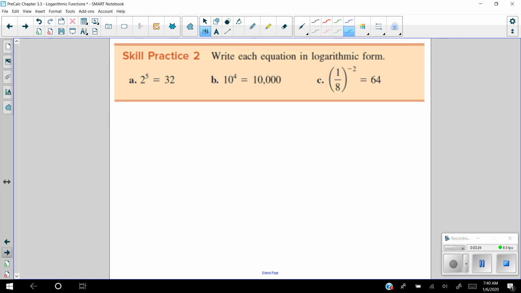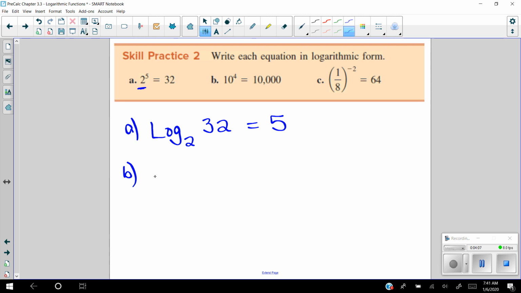Now, skill practice 2, this is going the other way. You take the exponential and write it in logarithmic form. The first thing we need to write something in logarithmic form is the log. The base of the log is the same as the base from the exponential. So here the base is 2, of 32 equals, and remember a logarithm is always set equal to the exponent, so equals 5. We'll have log base 2 of 32, and the question will be, 2 to what power is 32? Well, the 5th power. And that's what we use the log to solve.